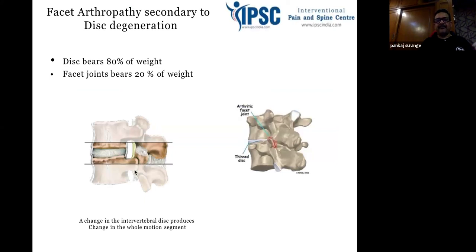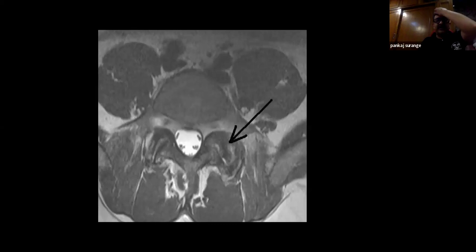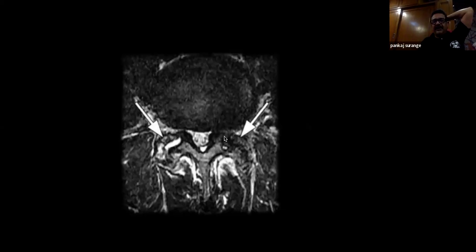Facet joints: as the disc starts degenerating, it puts pressure on the facet joints. Facet joints go into degeneration. You can see some hypertrophic facet joints over here. This is a normal facet joint. This is a completely degenerated facet joint. There's an inflammatory component here. There's fluid inside the facet joint. Now both are facet arthropathy, both are painful, both may have a different presentation. Treatment is also different. Same patient, same level, treatment is different.